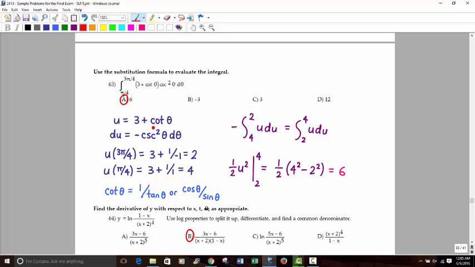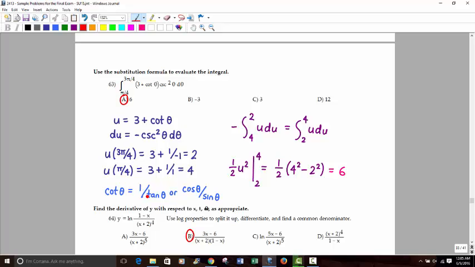So 3 plus cotangent theta, the derivative is negative cosecant squared, so I have to move the negative to the outside. So the negative's here. And really, that's not raised to any power other than 1, so it's just u du. But you see I changed the limits of integration. So you put 3 pi over 4 in there.